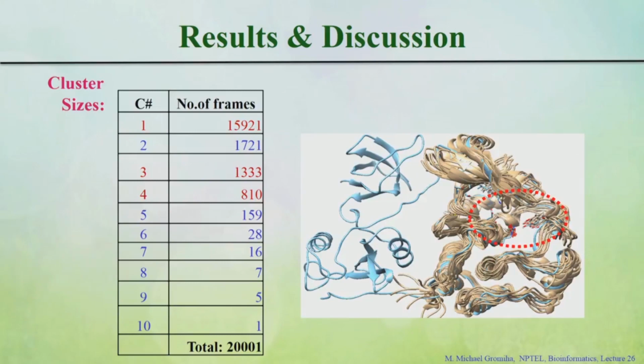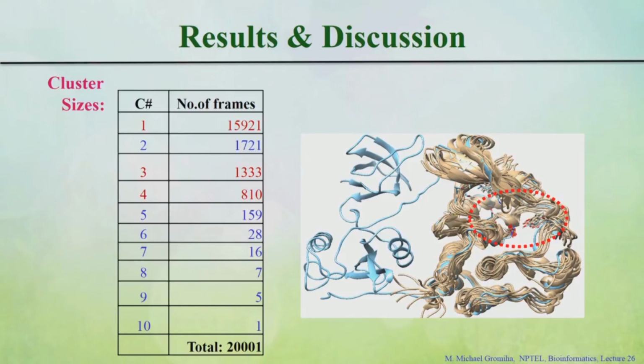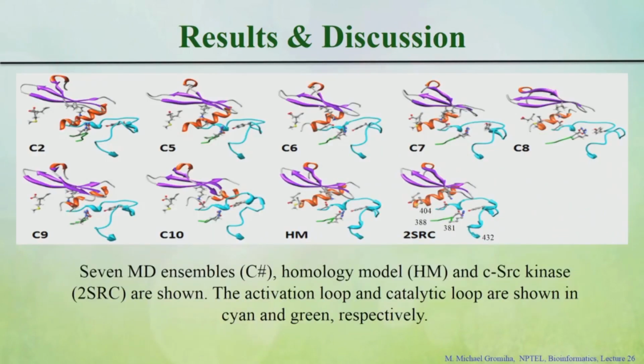If you see, this is the cluster number and this is the number of frames. These 3 are the closed conformation. So, we take all the open conformation data. We have 7: 1 2 3 4 5 6 7. You can see C2, C5, C6. Here you can see the superimposition of all the 7 structures. This is the ligand binding site, and you can see the superimposition of the 7 structures. This one is the homology model and here this is the actual one.